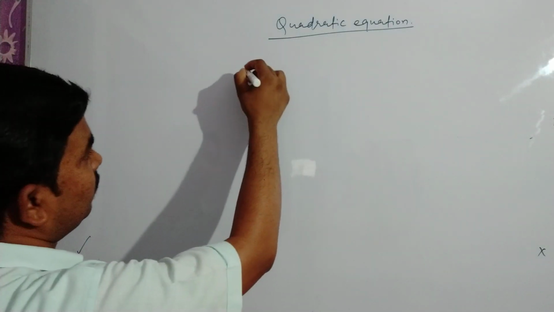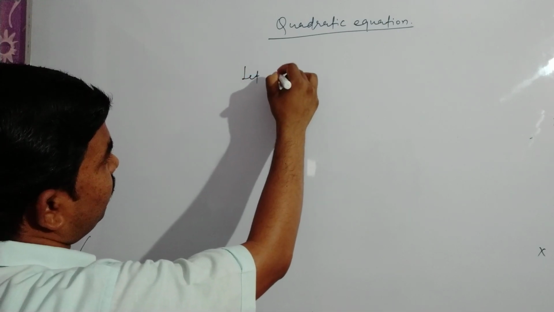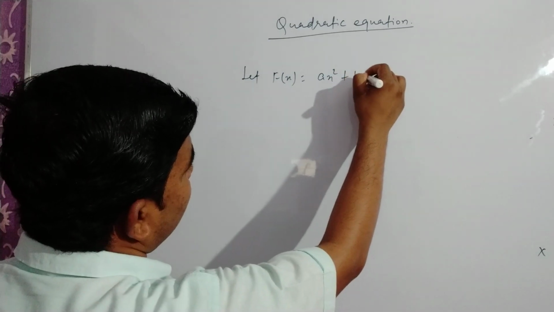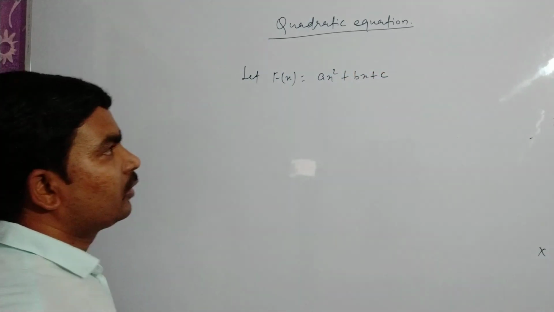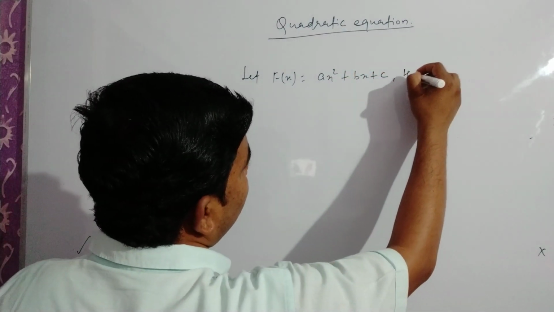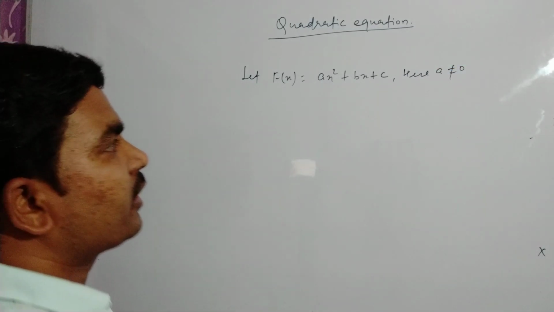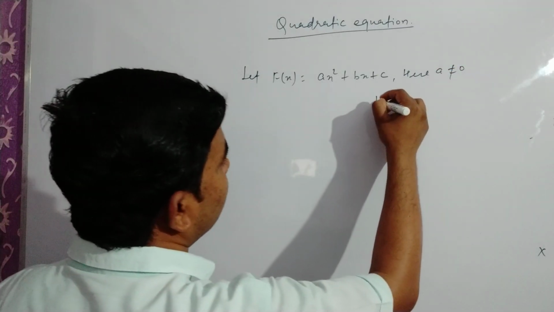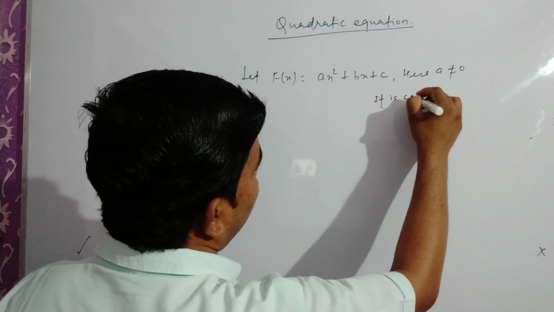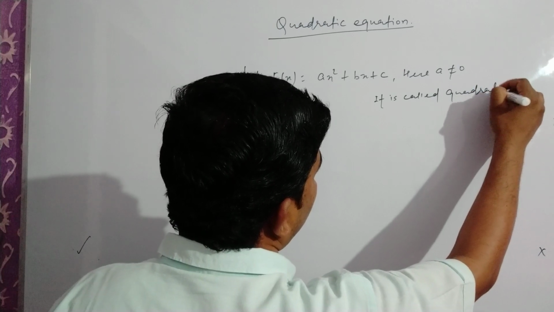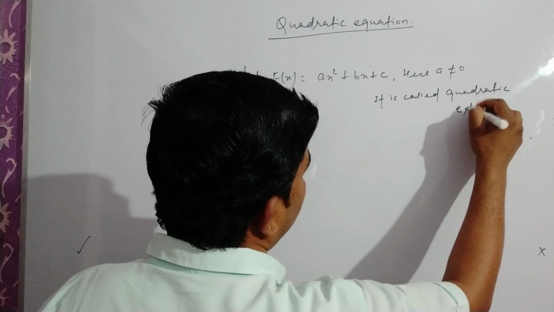So you say here, let f(x) equal to ax square plus bx plus c, where a is not equal to 0. It is called the quadratic expression.